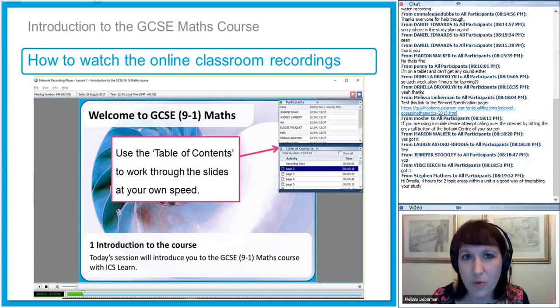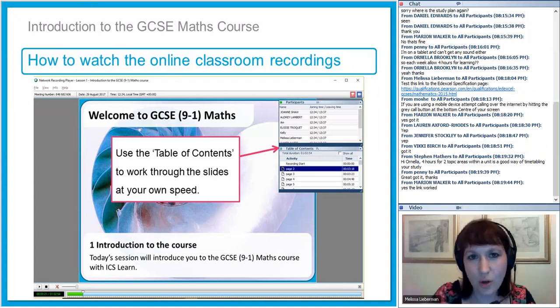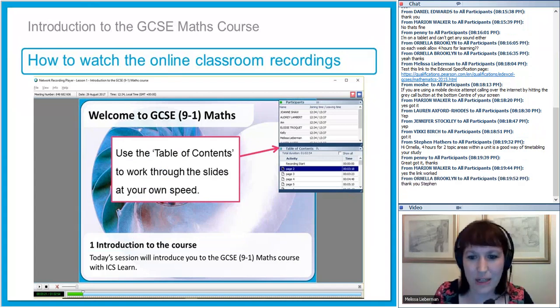Some people sometimes write in to me and say, can I have your slides? Why can't I watch it as a slideshow? Well, you can. You just go to the table of contents and then press the down button. Click, click, click, click, click, and go through the slides at any speed you want, writing them out. So you can also watch it as a slideshow. Okay, everyone has got the link working there, which is brilliant.